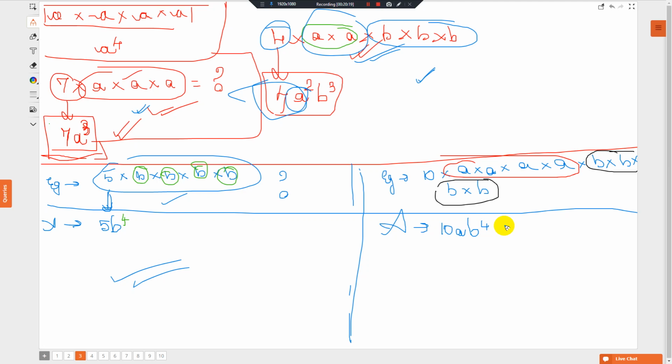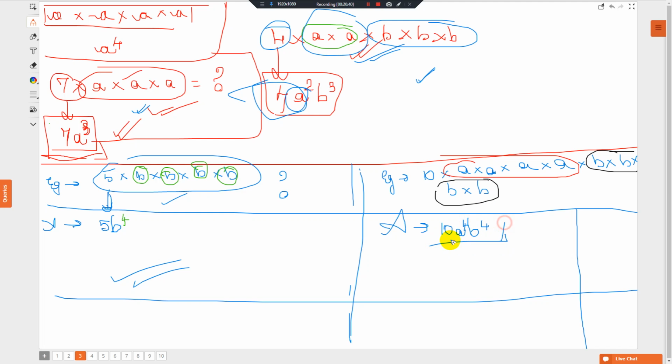But there's something more missing. Just try to find our mistake. Yes, we forgot to put the power here. How many times? 4 times. So this is the answer. See, I've learned the intermediate also that much fast, just in 20 minutes.